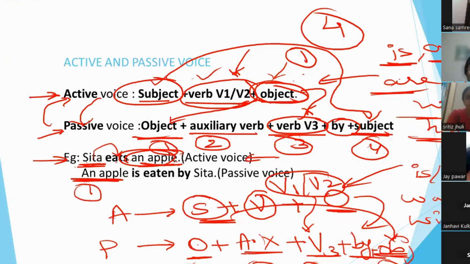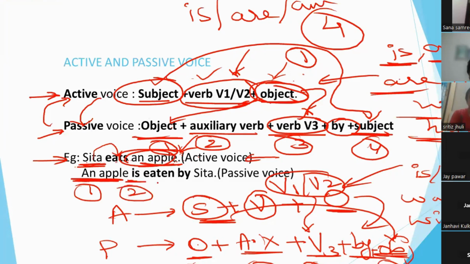Now, Sita eats an apple. This is in the simple present tense, isn't it? This given tense in active voice is in the simple present tense. If the given tense is in the simple present tense, then use is, are, or am according to your subject. So apple is singular and the given tense is in the simple present tense, so use is as your auxiliary verb. This is our rule number 2.